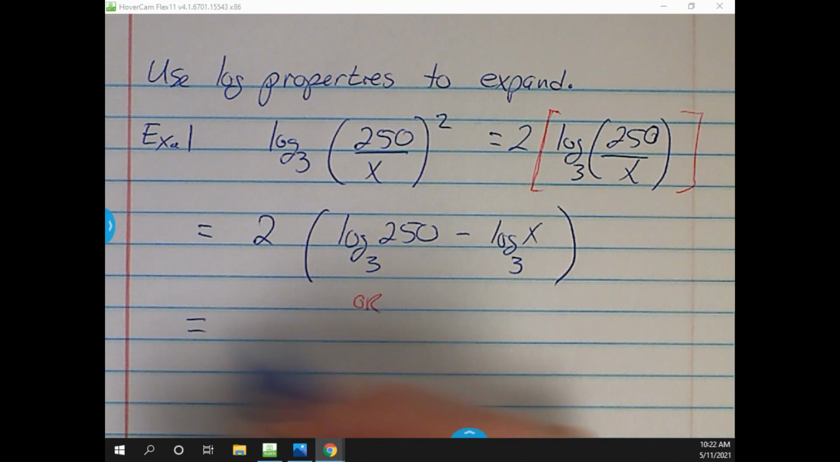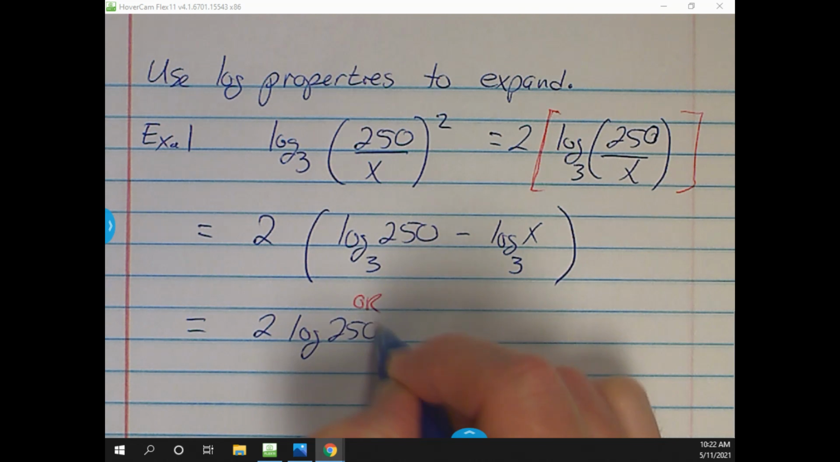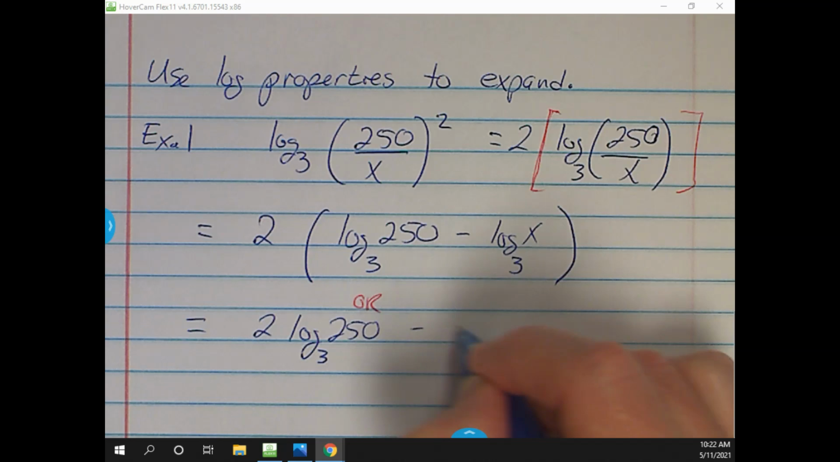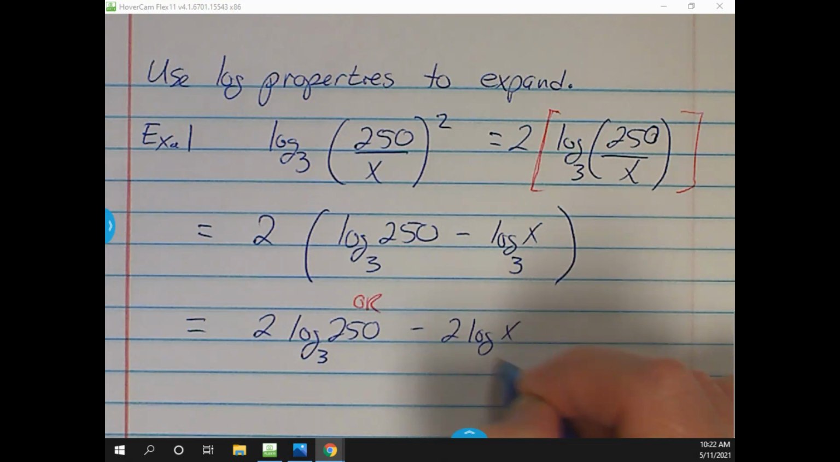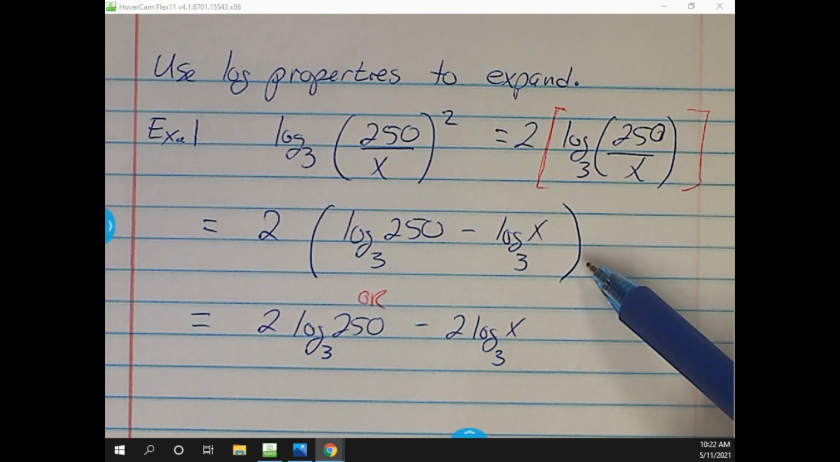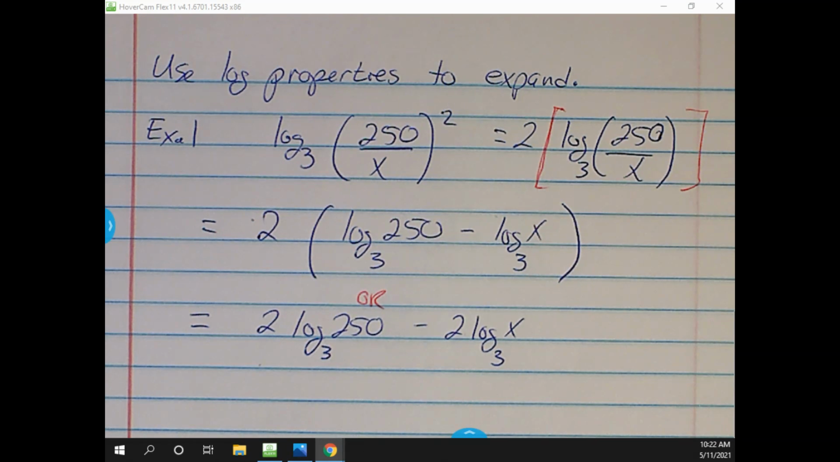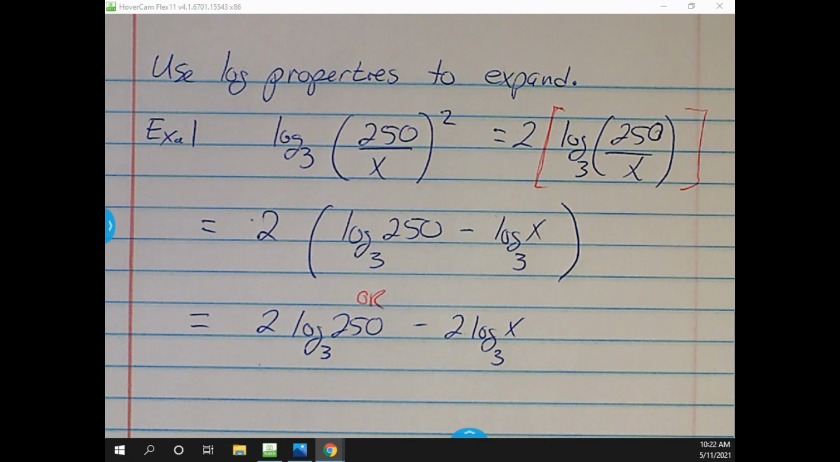They may make you do distributive property, so you would do 2 times the log of 250 base 3 minus 2 times the log of x base 3. So either one of those 2 should be okay. I would try this one first, and if they don't like that answer, then you can just do distributive property with the 2. So it's 2 times the log and then 2 times the log, and leave it like that. So that's one you just have to check and see which way they let you do it there.